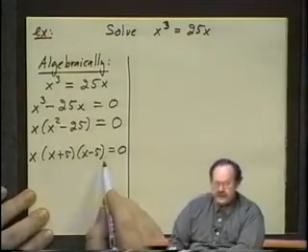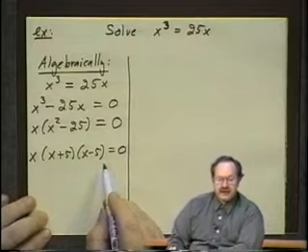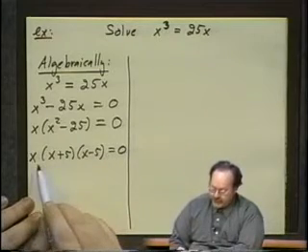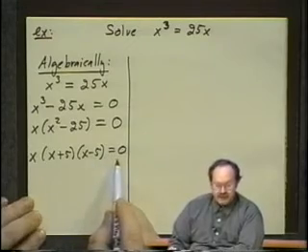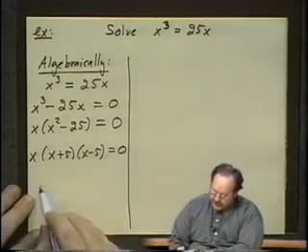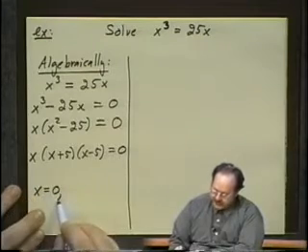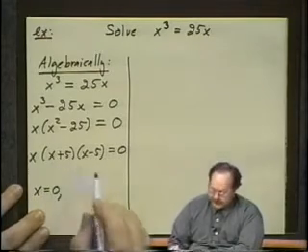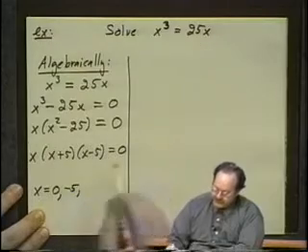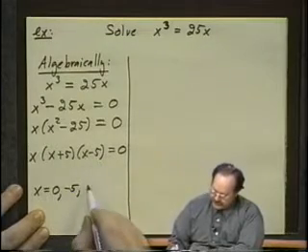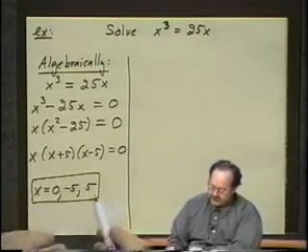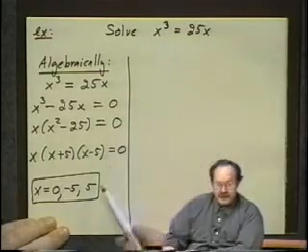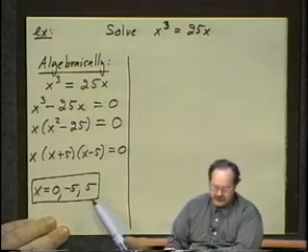Now we have three things multiplied together, all of them standing for numbers. That means that one or all of them, or any two of them, say, must be 0. So if x is 0, we get one solution, x can be 0. When x plus 5 is 0, we get another solution, minus 5. When x minus 5 is 0, we get another solution, x equals 5. And so this cubic of degree 3, you notice, has three real solutions.